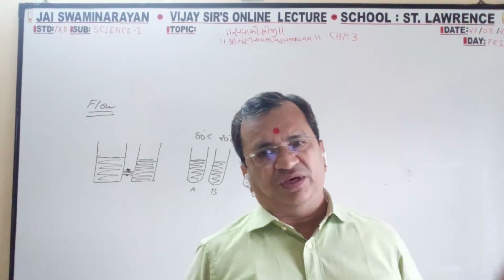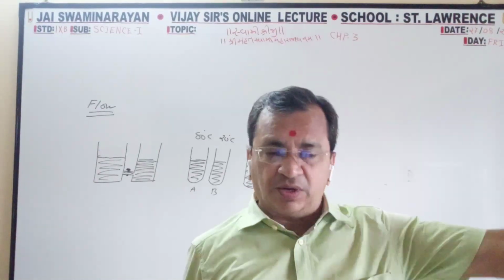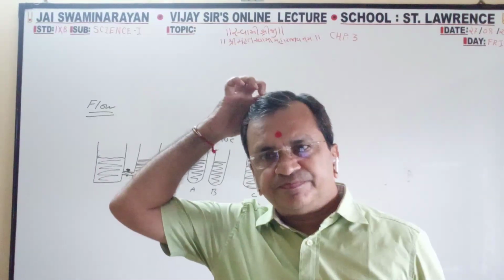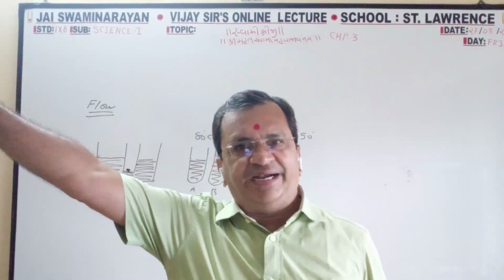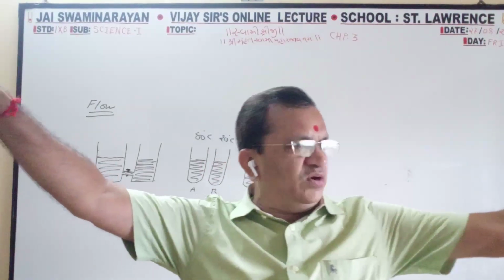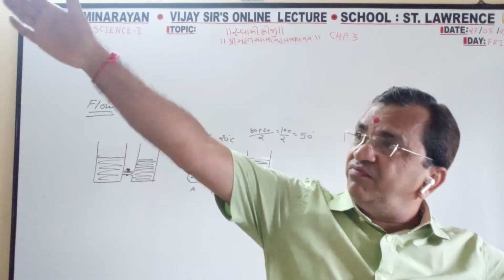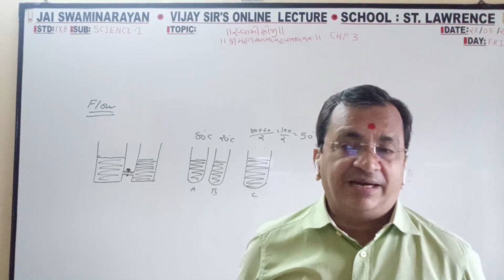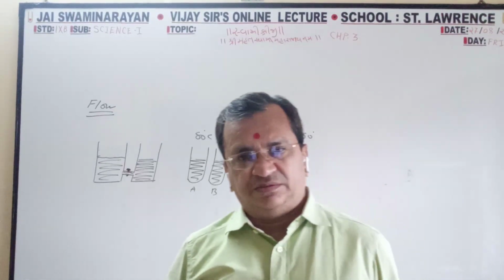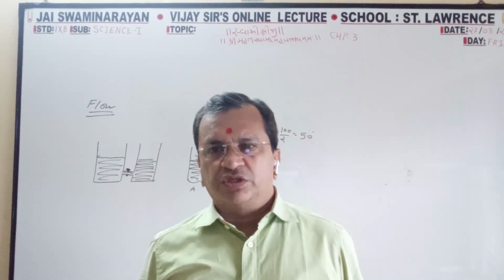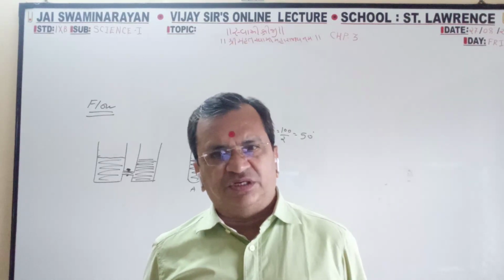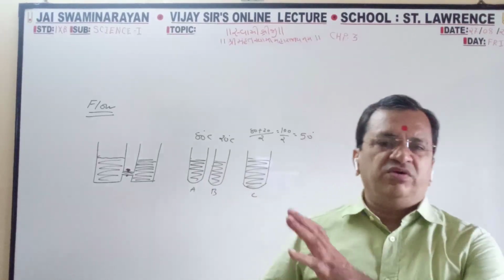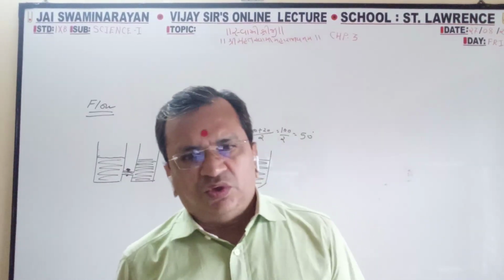Where is it flowing? From higher level to lower level, because of the difference in temperature. There is a high temperature somewhere, there is a low temperature somewhere. So wind will flow from higher temperature to lower temperature, higher pressure to lower pressure. More the temperature, lower the pressure. Lower the temperature, more the pressure. But the wind will flow from higher pressure to lower pressure.